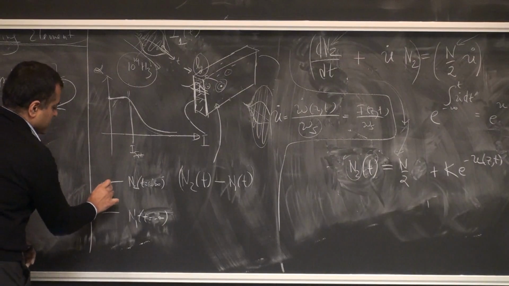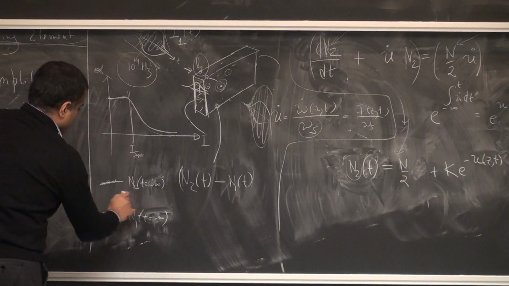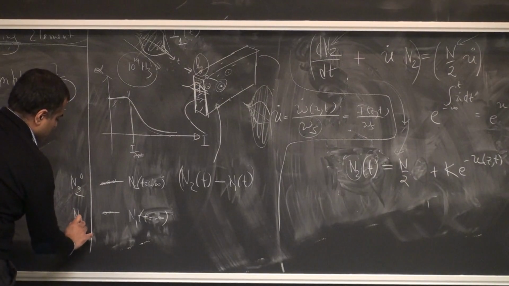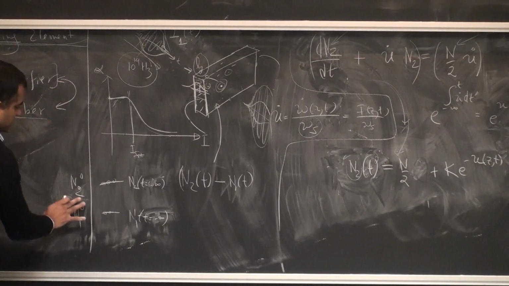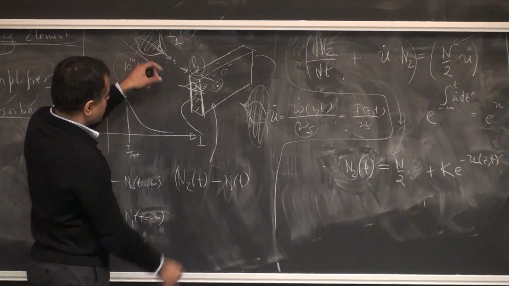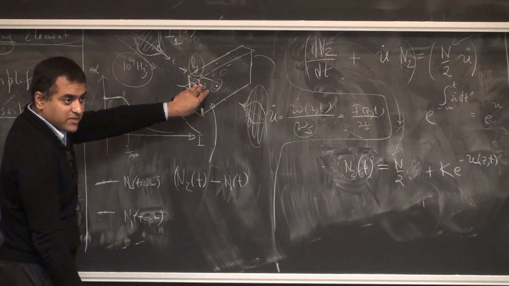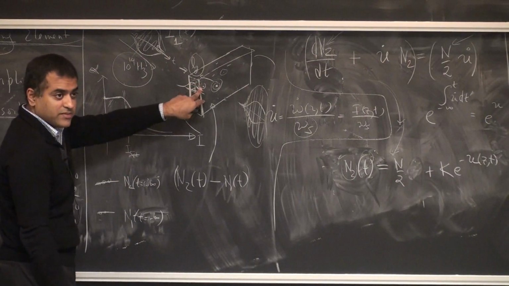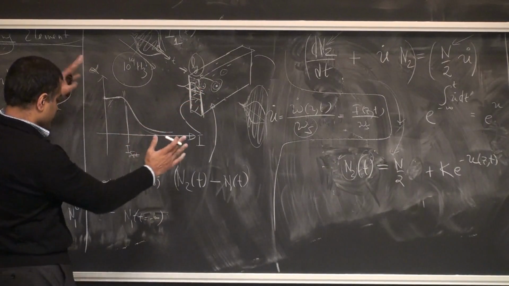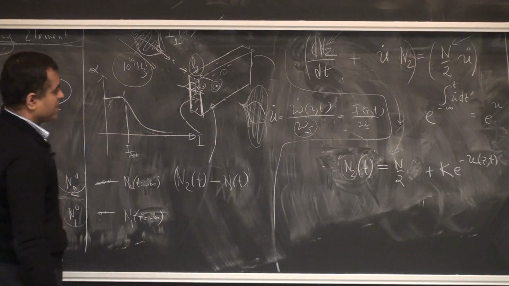How many atoms are sitting here? How many are sitting here? I know that. So that's what I'm going to call N2 0 and N1 0. Those are the quantities: how many of them are in the upper state and lower state way before the pulse arrived. If N2 is larger than N1, I have created a gain medium. If N2 is lower than N1, it's a loss medium. But whatever it be, I know my initial conditions at t equal to minus infinity.